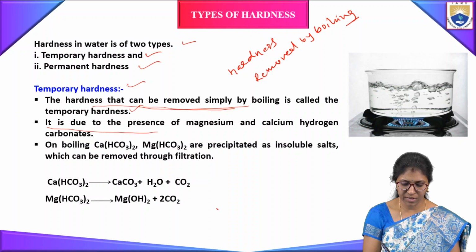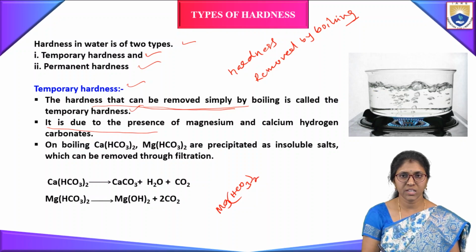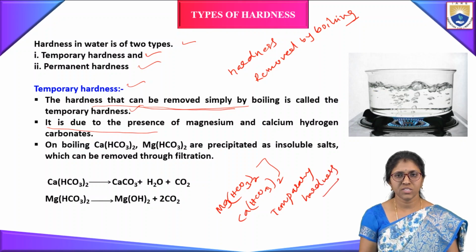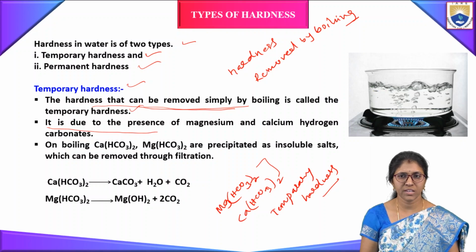So when water has magnesium hydrogen carbonate or magnesium bicarbonate, and calcium hydrogen carbonate or calcium bicarbonate, that water gets temporary hardness. This can be removed by simple boiling of water.